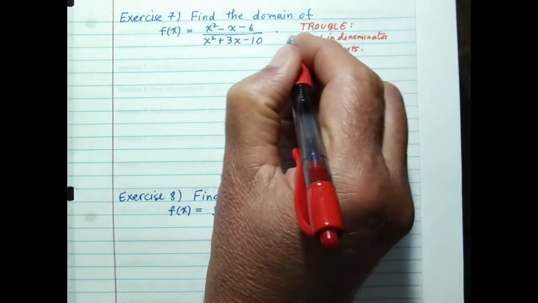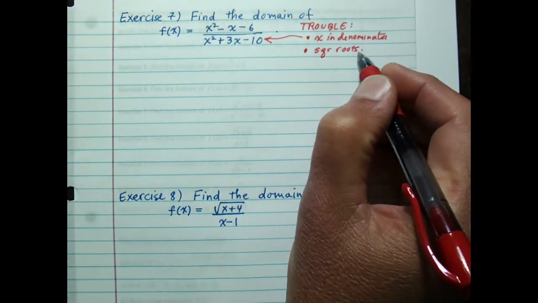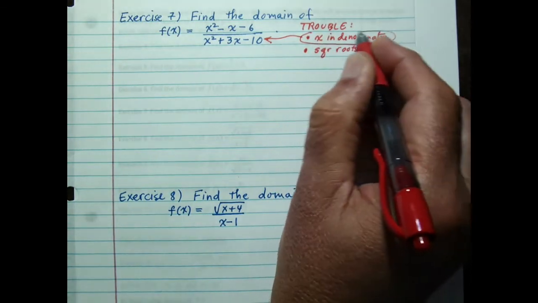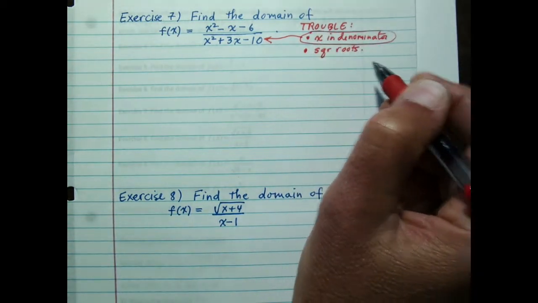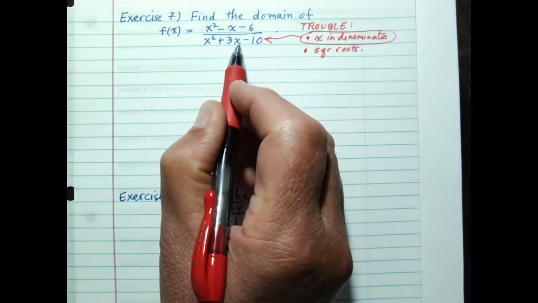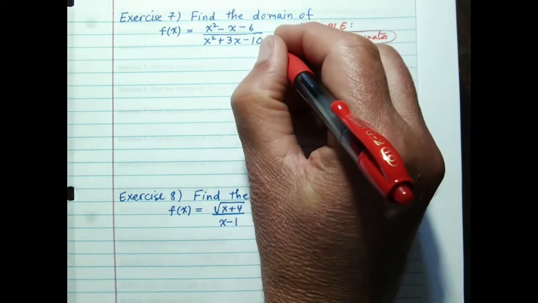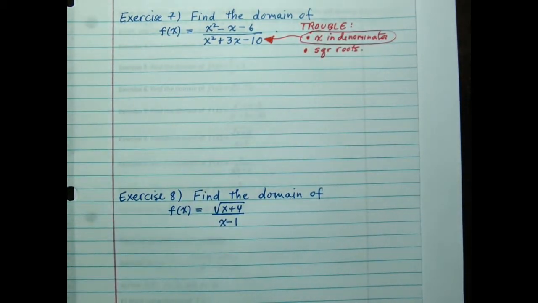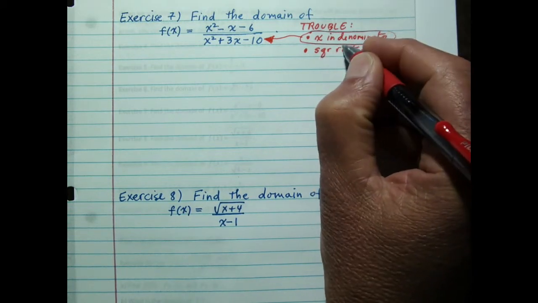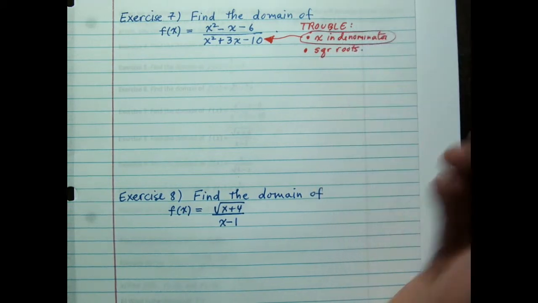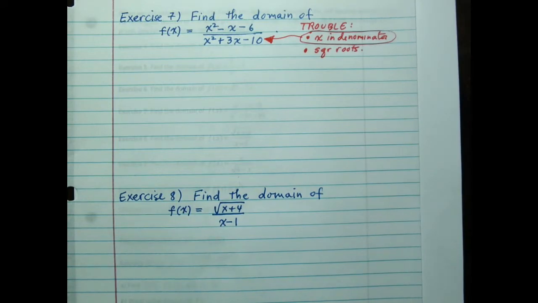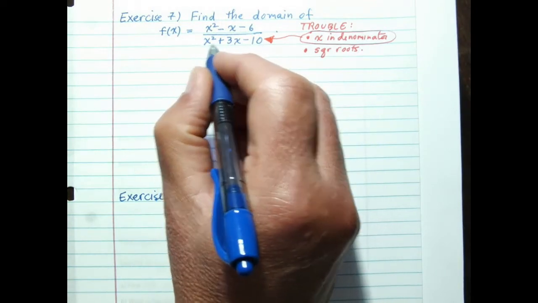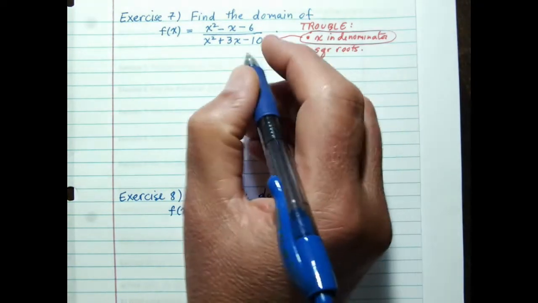In this problem, we have the x in the denominator situation. We don't have the square root trouble to worry about, right? We just have the x in the denominator. So we're going to apply the kind of analysis we did in exercise 5. Square root is not an issue in this problem, but in general, that's something we're watching out for when analyzing domains. So when is this function undefined?